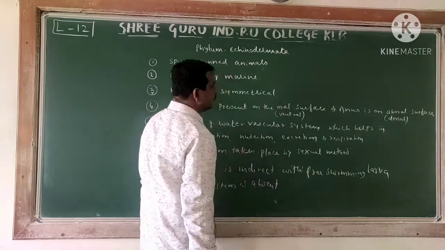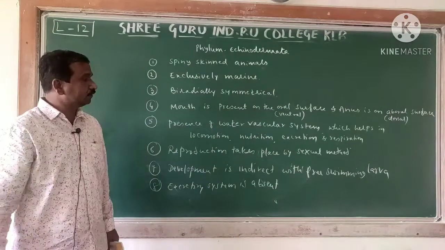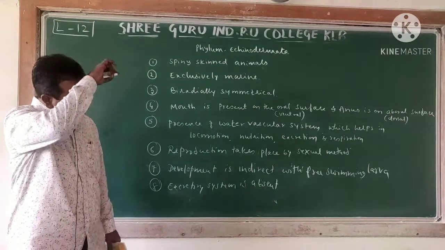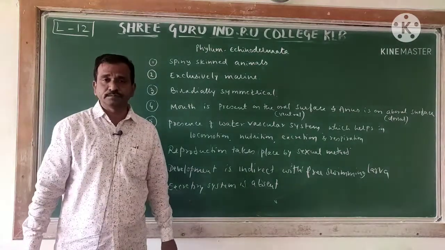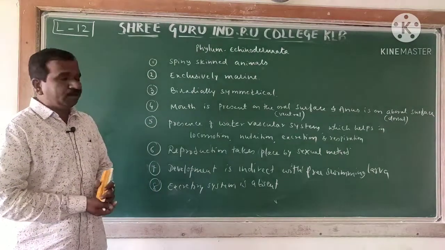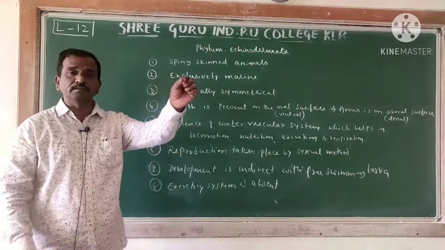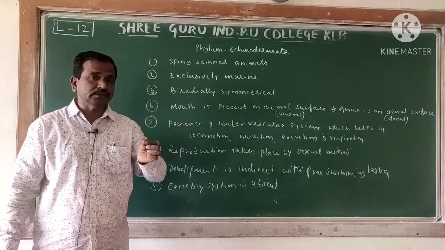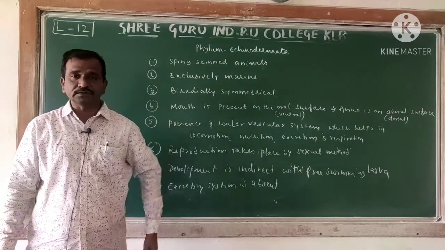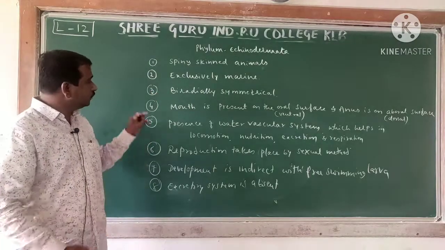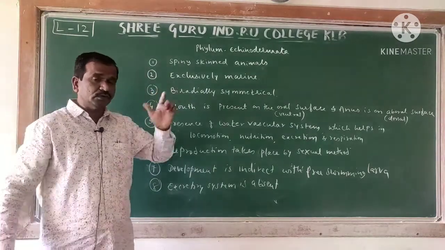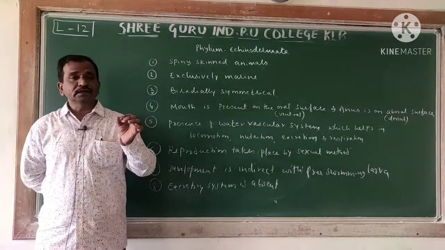Right, this many characters are normally found in the case of the echinodermata. Now the important characteristic we are going to observe is the water vascular system. Apart from that, on each arm or at the edges of the arm, we can see a small sensory structure, which is also called a tentacle. So each arm or edge of the arm normally contains the sensory structure.